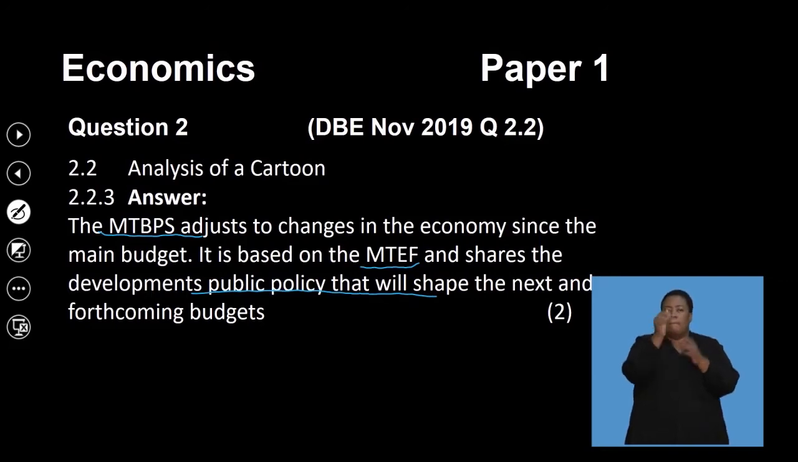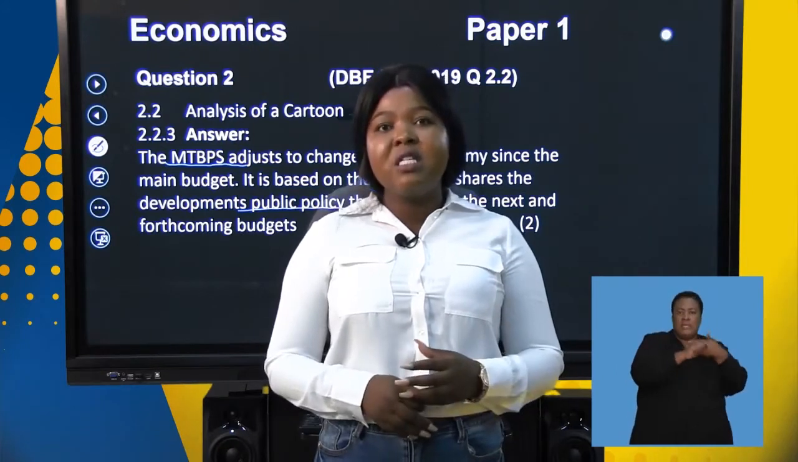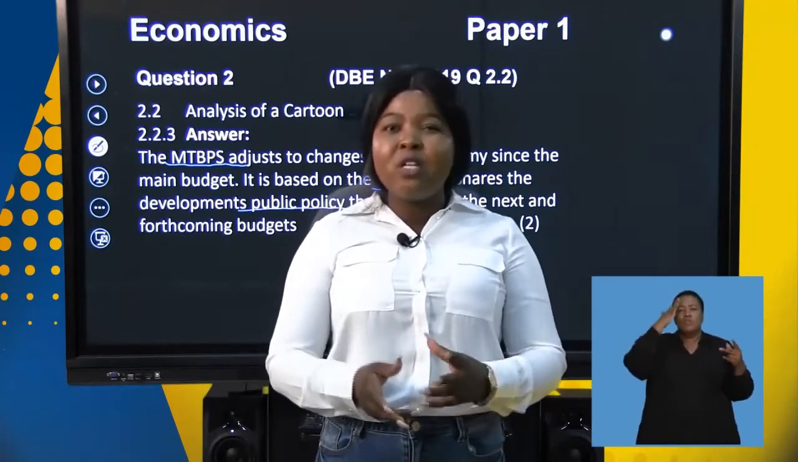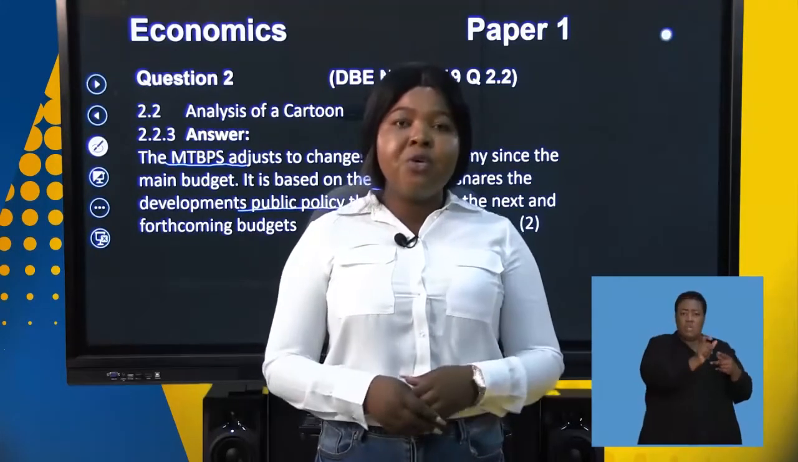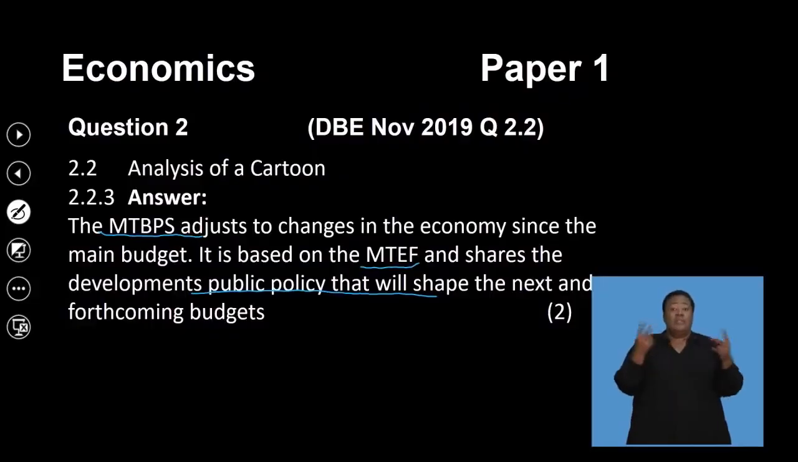The mistake that a lot of you matriculants make is that you confuse the medium-term budget policy statement and the medium-term expenditure framework. Please have that key word that is able to help you tell them apart. Differentiating between the two is another typical 8-mark question where you as the learner might be required to differentiate between them. So you also need to keep note of that as you are studying.